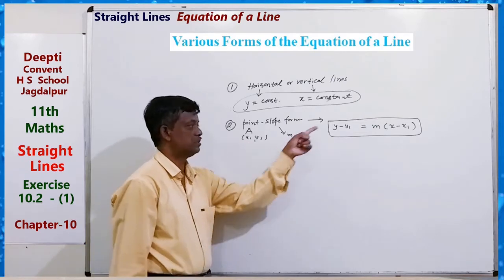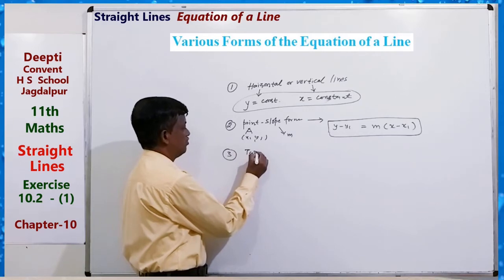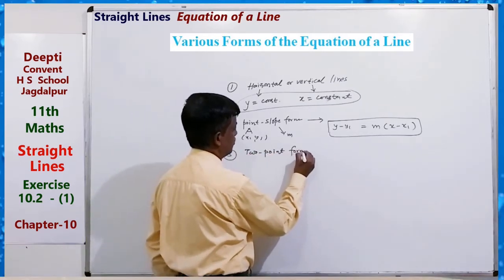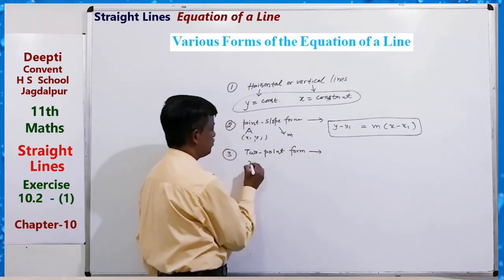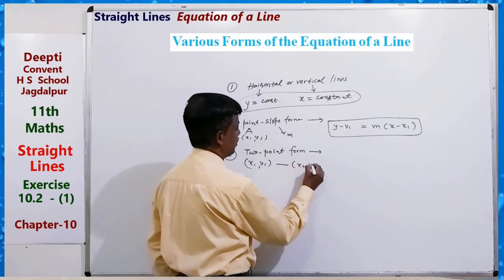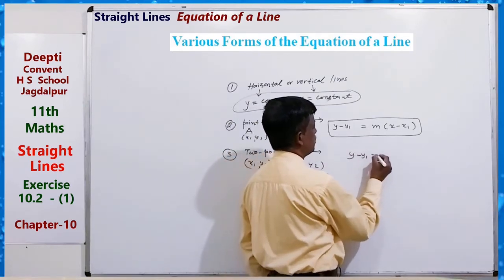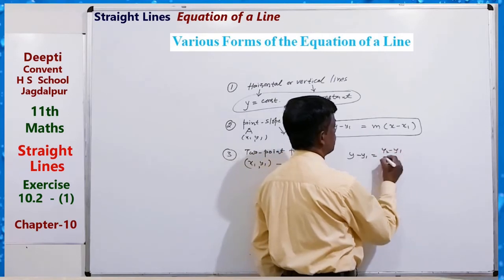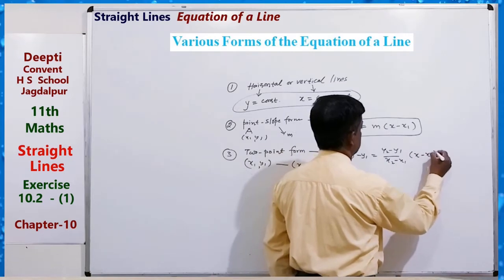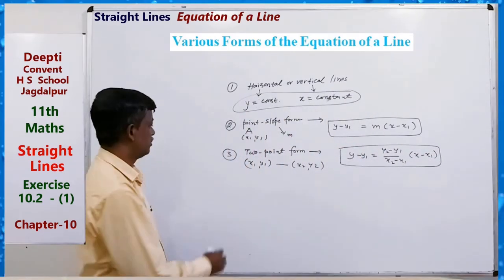Third, 2-point form. 2-point means x1, y1 and x2, y2. So we can write: y minus y1 equals y2 minus y1 upon x2 minus x1, times x minus x1. Okay, this is the 2-point form.